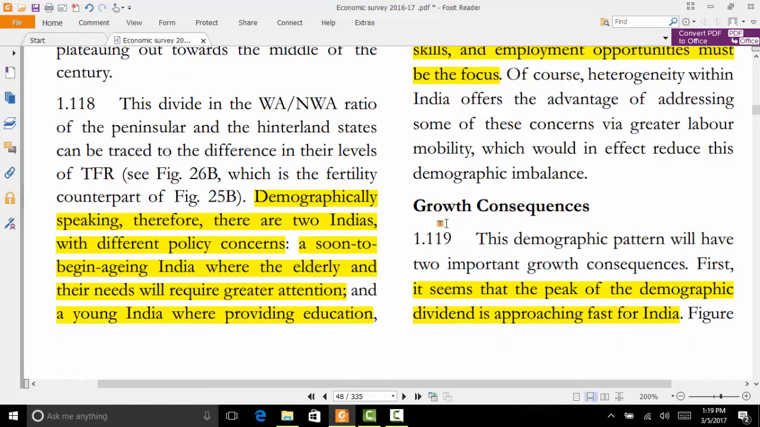Because in the aging India, focus will be on providing more services to the aging population. For the young India, focus has to be on the education and health of the young people.